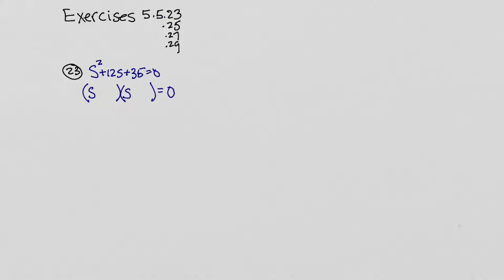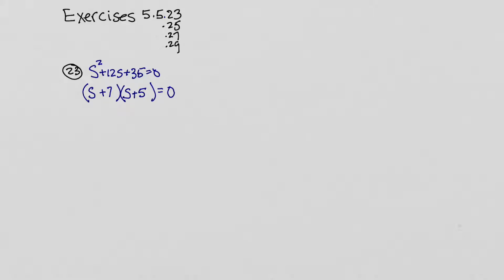The factors of 35 are 35 and 1. Not going to get a 12 out of that. Or 7 and 5. 7 and 5, we can get a 12 out of that. So let's use a 7 and a 5. The 35 is positive, so these two numbers have the same sign, which is that positive 12, positive right there. So we're going to write a plus 7 and a plus 5, so we've got it factored.